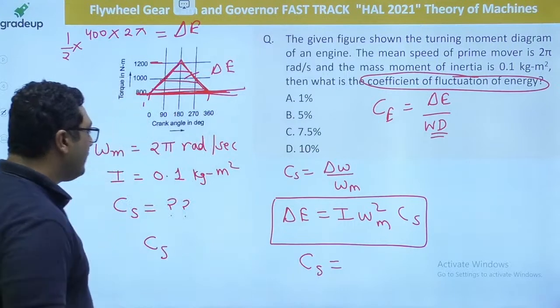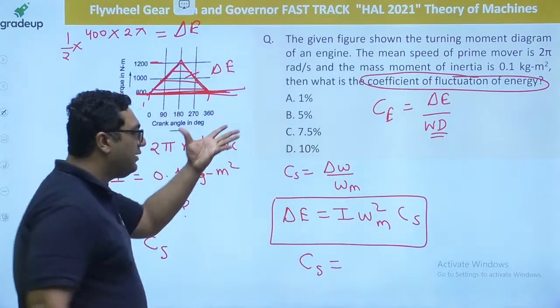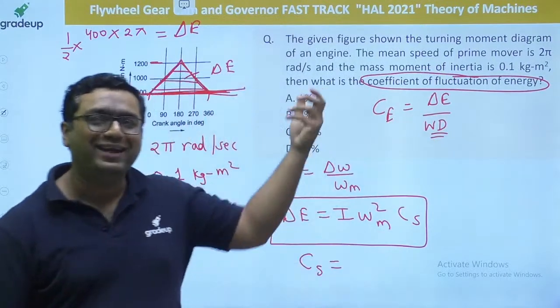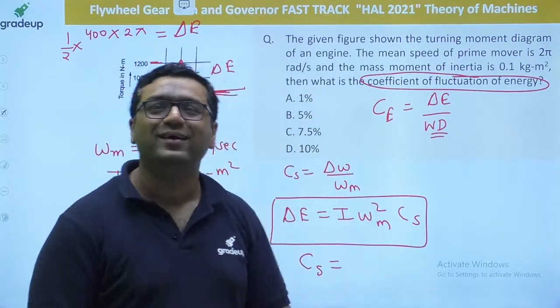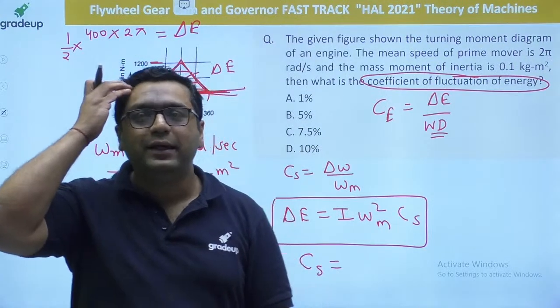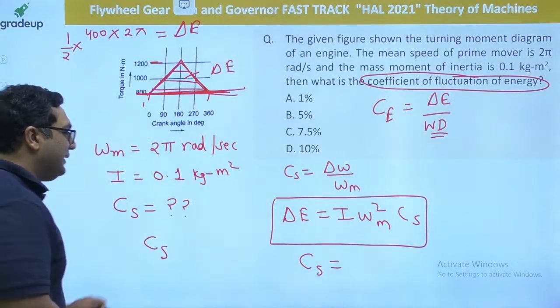Okay, fine. So you are getting CS because when I designed the question, by mistake I wrote fluctuation of energy. I made it for coefficient of fluctuation of speed. That's why I am saying this one. Yes, dear Remo, I am telling you about delta E.